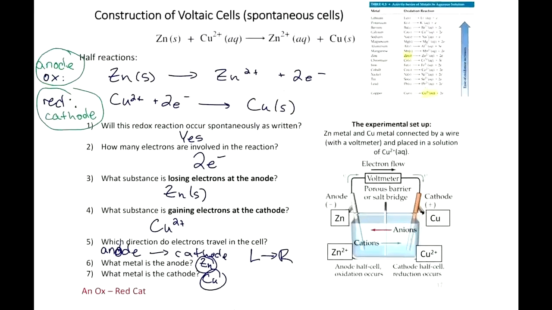All right, so that is a spontaneous voltaic cell. So a spontaneous reaction is happening right now. We can identify the number of electrons involved, what's losing electrons, what's gaining electrons, and the identity of the anode and cathode, the two electrodes, based upon how we defined our oxidation and reduction half reactions.